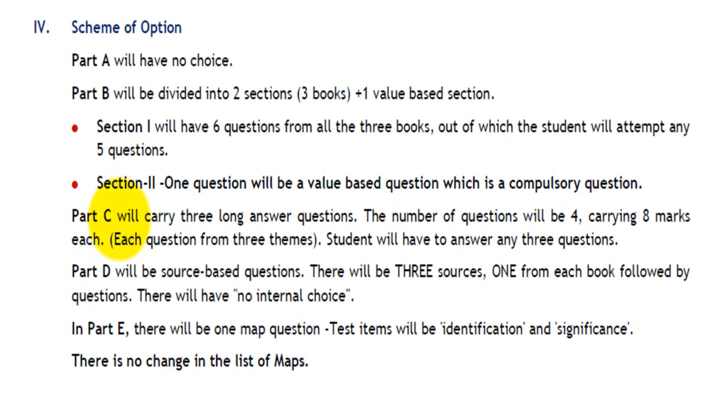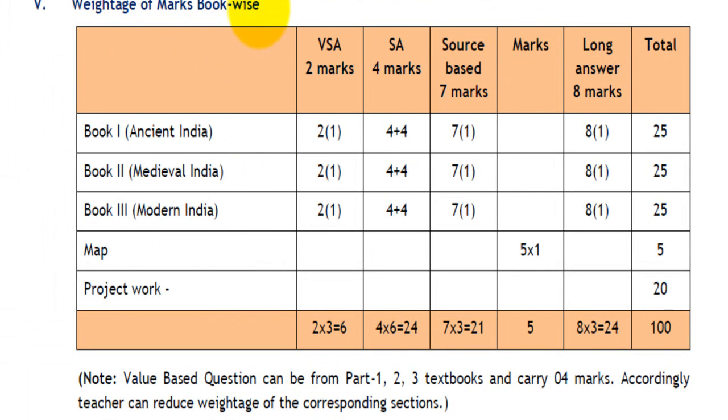Then in Part C, there are 3 long answer questions. The number of questions given is 4. They carry 8 marks each. So you have to attempt any 3 questions out of these 4. Part D will be source based questions. There will be 3 sources, 1 from each book, followed by a question. There is no internal choice in Part D. In Part E, there is 1 map question. The test items will be based on identification and significance, and there is no change in the list of maps. This is the weightage of marks book-wise.